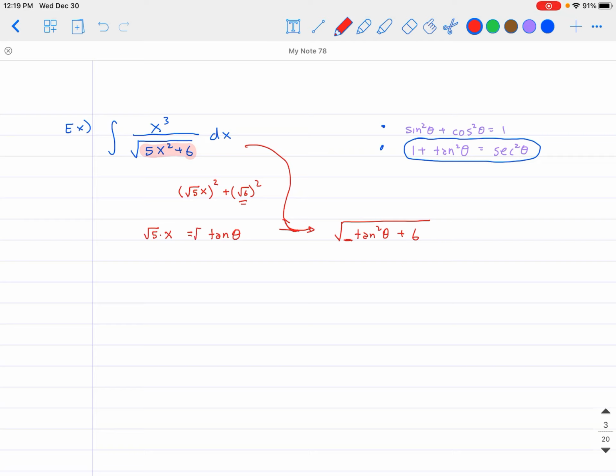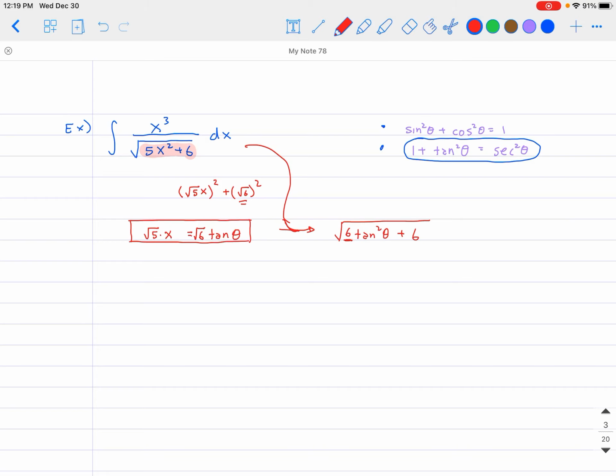So what I need is actually going to be the following. I need root 5 times x is equal to root 6 times tangent of theta. So then that way when I square both sides, I'll have 6 tangent squared theta plus 6. And that is what's going to allow me to get rid of all of those nasty parts. Okay, so there it is. That is going to be my substitution.